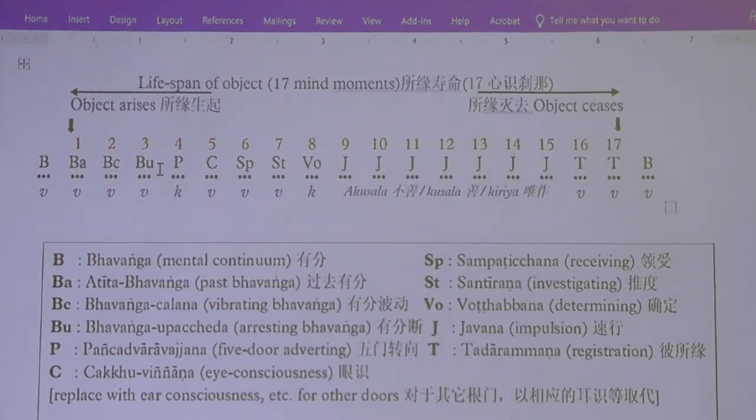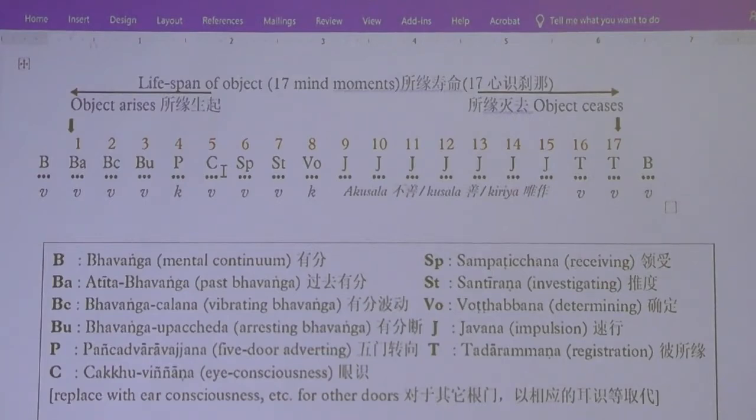Okay? After that, there is number 4. We call it Panchadvara Vajjana, the five-door adverting consciousness. It is called the attention mind. This attention mind gives the chance for number 5, Chakkhu Vinnana, the eye consciousness. Without the support of the five-door adverting consciousness, the eye consciousness cannot appear.